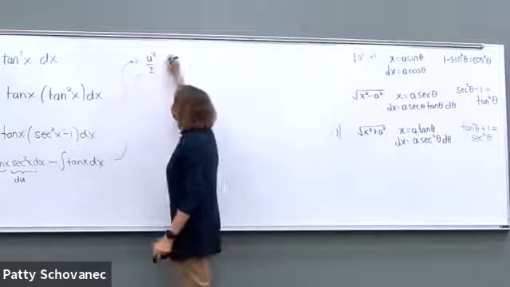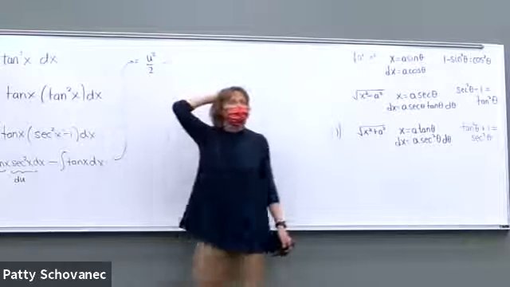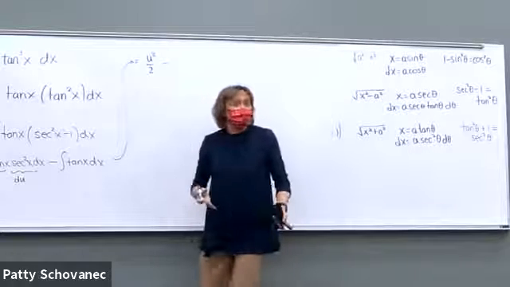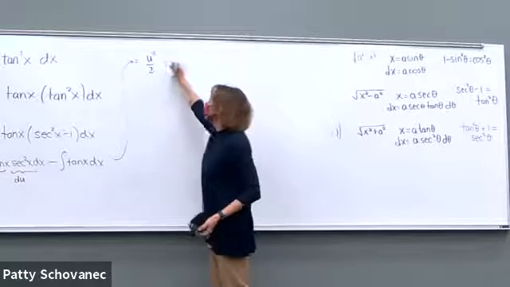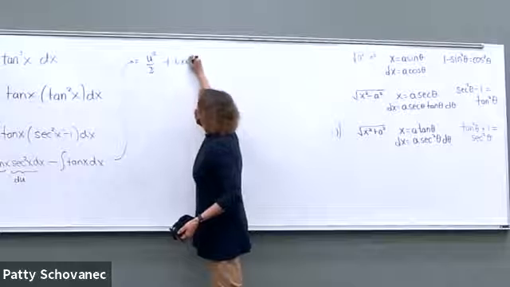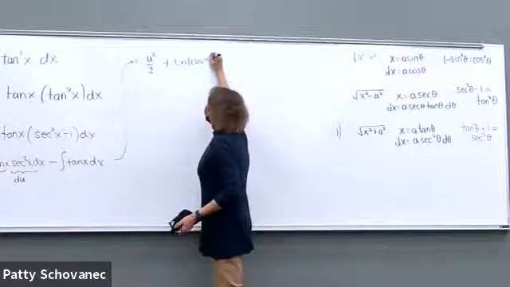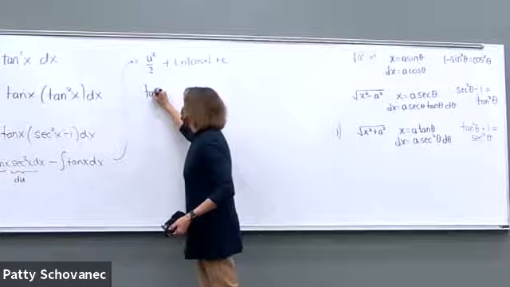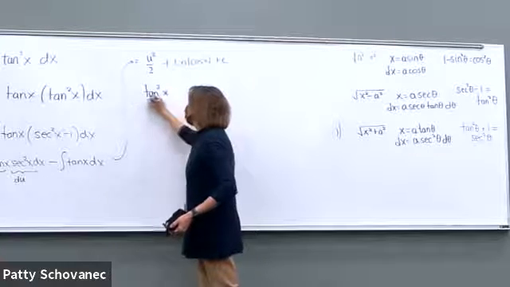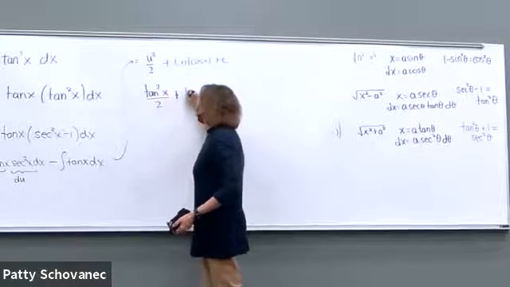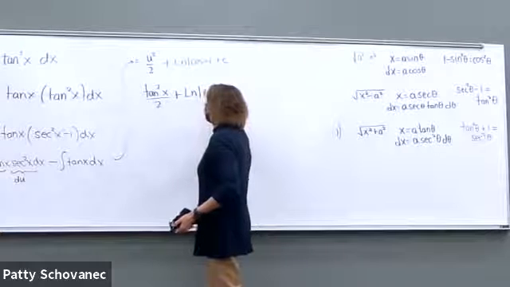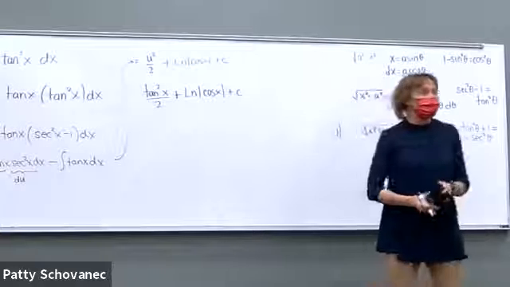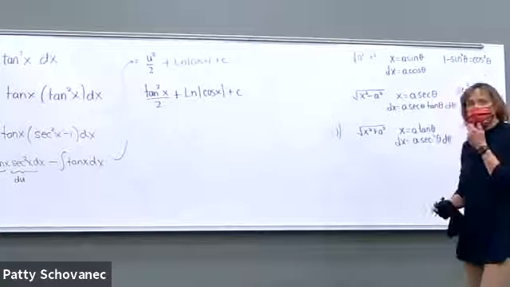The next one was a formula that I said maybe you could remember. And it's negative natural log of the cosine, right? So with that minus sign, I put a plus, the natural log of the cosine. We'll finally replace u with the tangent of x. And that should be the function whose derivative simplifies to tangent cubed.